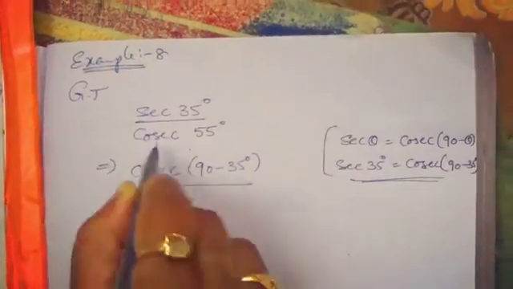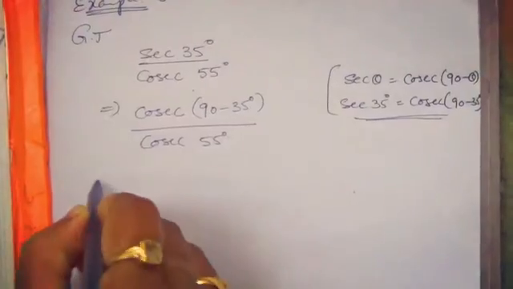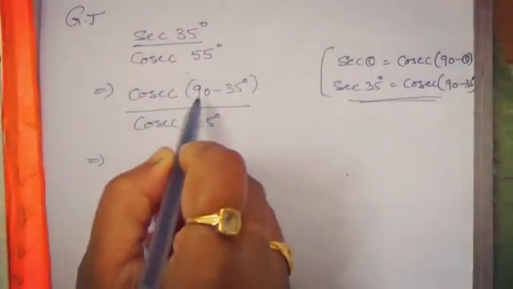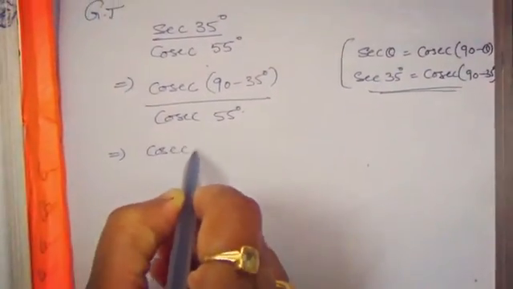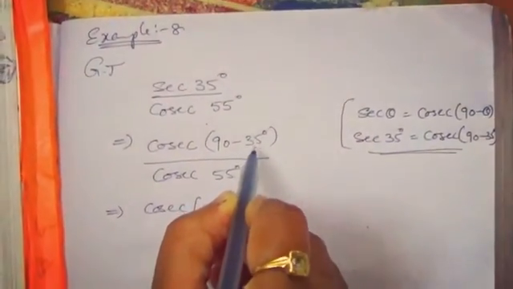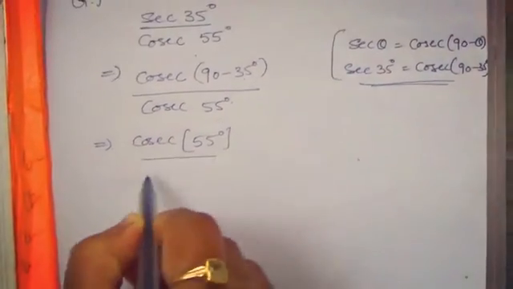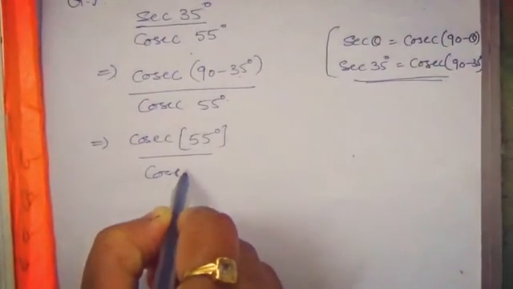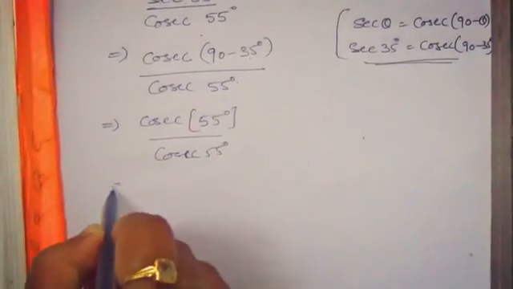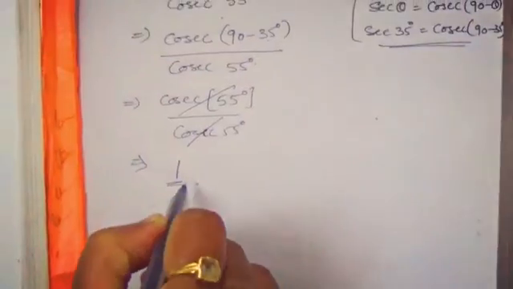Don't change this one. Only one you just change. That implies cosecant. What is the value of 90 minus 35? Subtract 35 from 90, then you will get 55 degrees, by cosecant 55. That implies, cancel these two, you will get 1. It is the value for this equation.